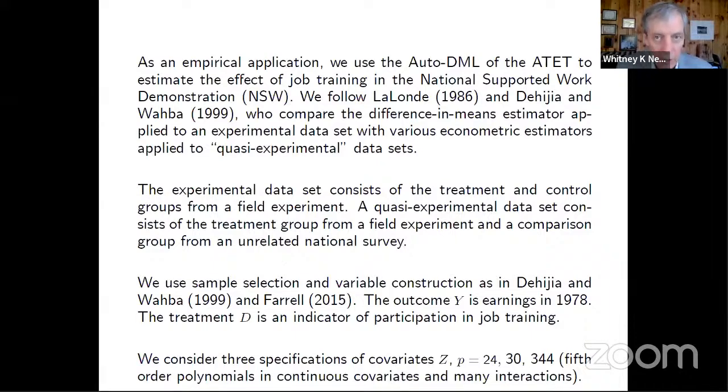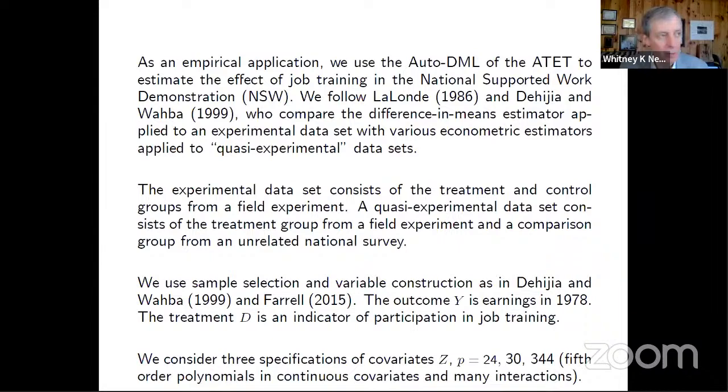As an empirical application, we use the auto DML of the average treatment effect on the treated to estimate the effect of job training in the National Supported Work Demonstration. We follow LaLonde and Dehejia and Wahba, who compare the difference in means estimator. The idea is this was an experiment, and LaLonde and Dehejia and Wahba asked whether you could mimic the results of the experiment using the conditional independence assumption, whether you could find regressors, Z's, covariates that reproduce the experimental results. That was the question they looked at.